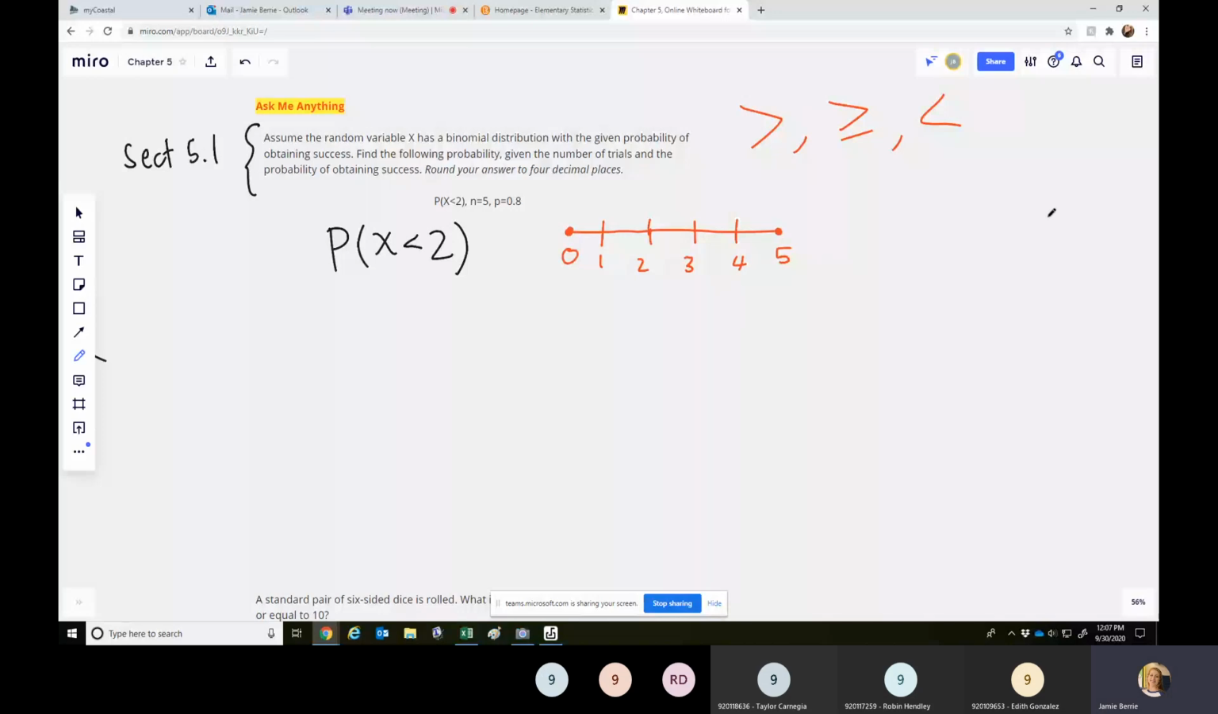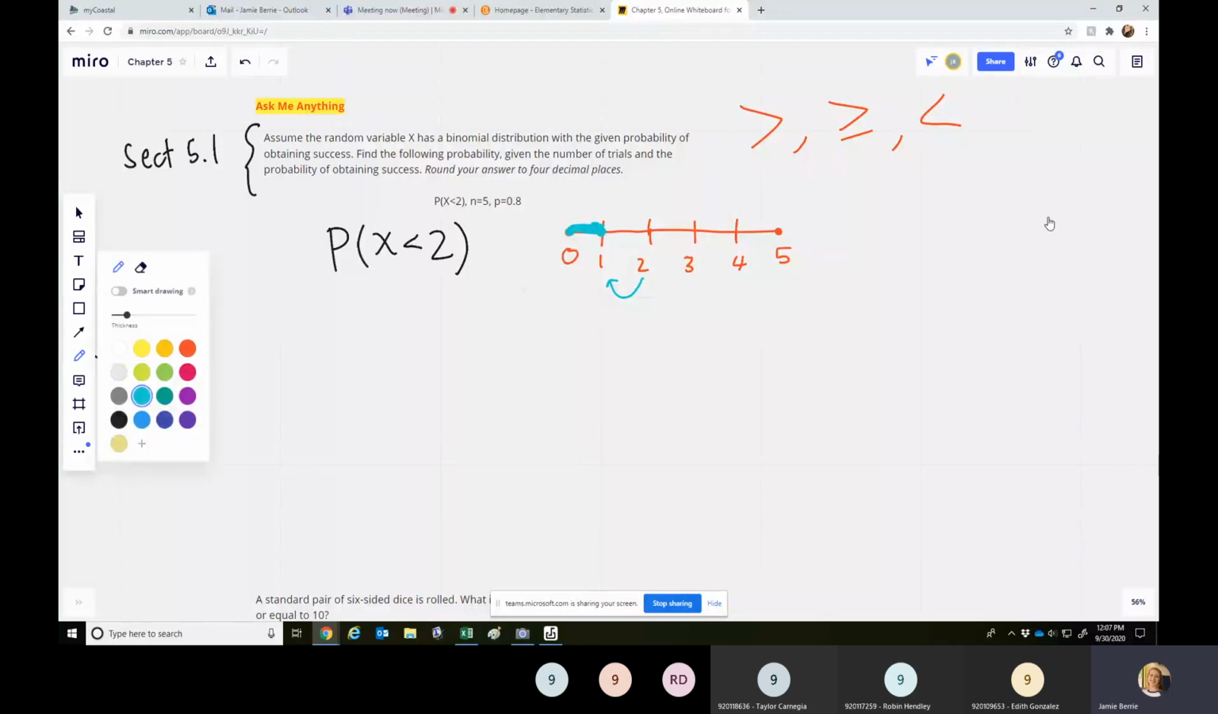Now, this probability is asking us to find the probability that x is less than 2. Not less than or equal to, just the probability that x is less than 2. Since this is a discrete random variable, anything that's less than 2, you're going to have to jump down to the next whole number. So it's going to start here at 1 and go to the left. So it's this area right here. That probability is what we're looking for.